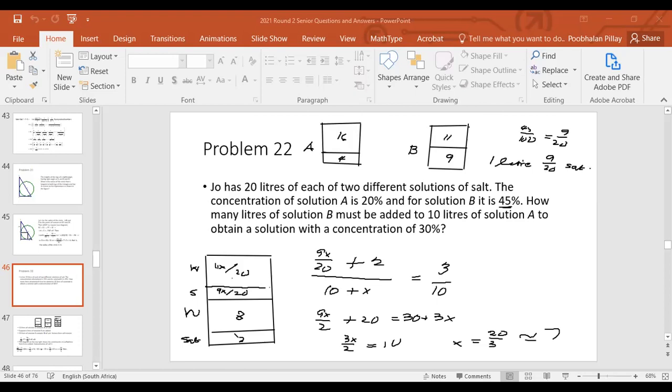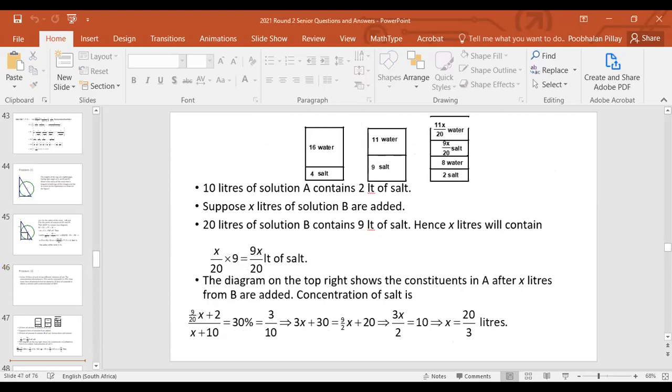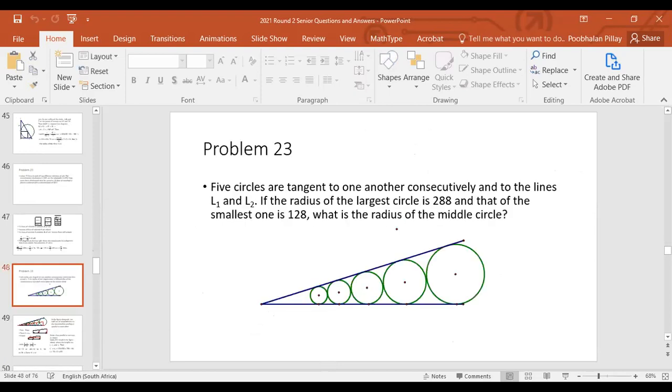All right, now let's get on to the next problem, which is problem number 23. Now, okay, this is my solution, as you can see. I'm going to send you all the solutions. All right, this problem, the next one.